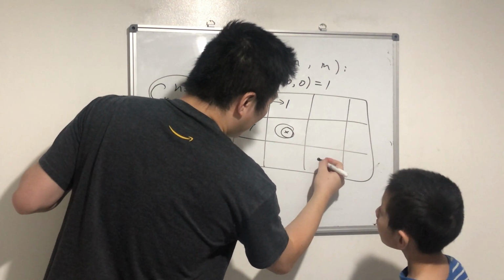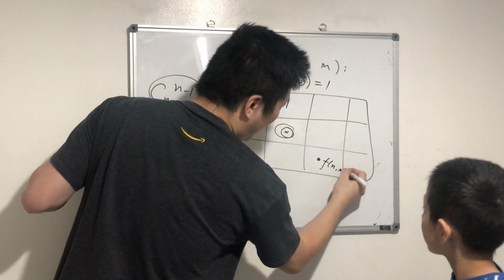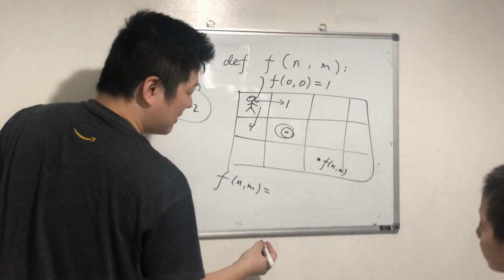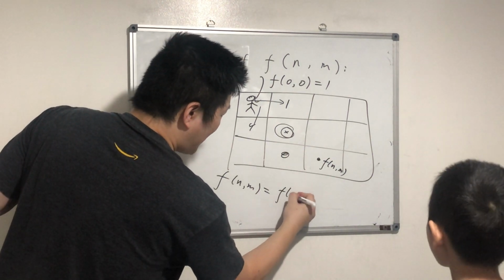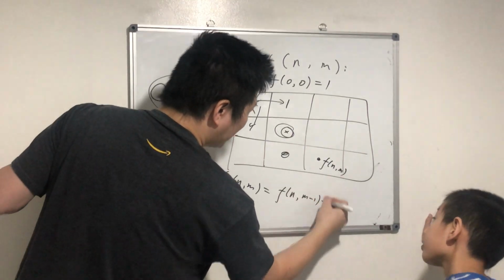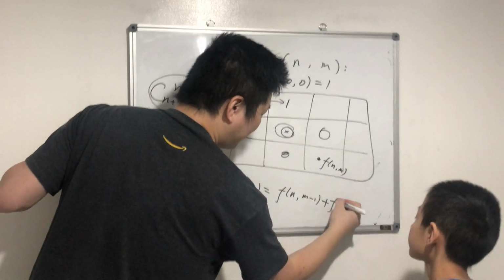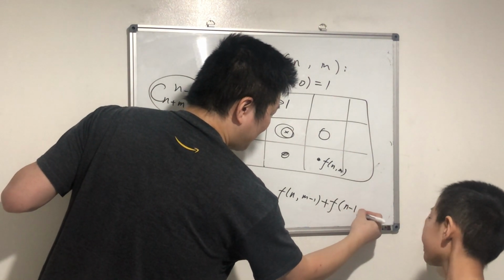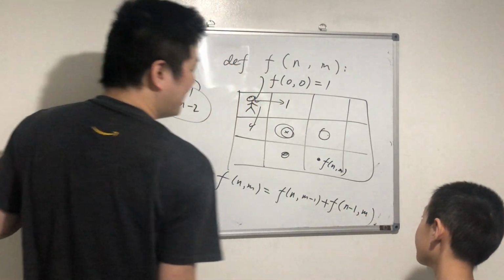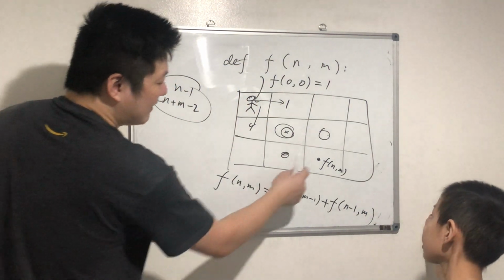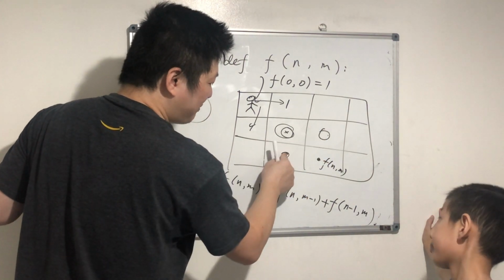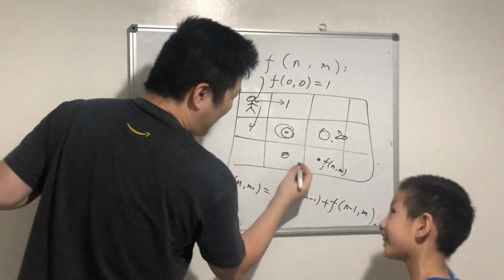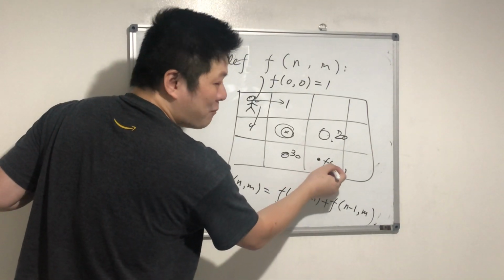And then here, suppose this is f(n, m), right? So what does it equal? f(n, m) equals f(n, m minus 1) plus, what's here? f(n minus 1, m). Do you see this? In order to calculate this, I need to calculate this and this, because if I know there are maybe 20 ways to come here and 30 ways to come here, how many ways can I come here?